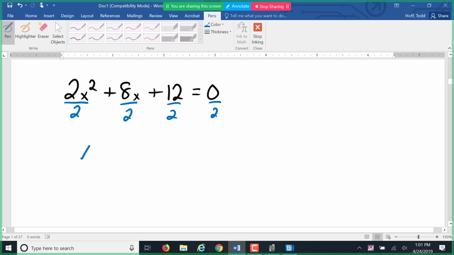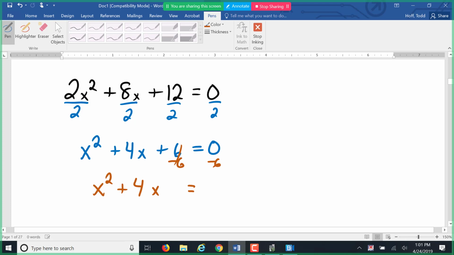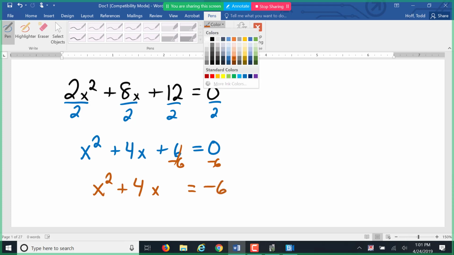So 2x squared divided by 2 is just x squared. 8x divided by 2 is just 4x. 12 divided by 2 is 6. 0 divided by 2 is still 0. Now this looks like the ones we were working on before. What do we do next? Subtract 6. x squared plus 4x equals negative 6. And then what?